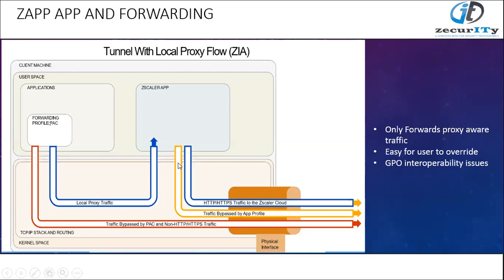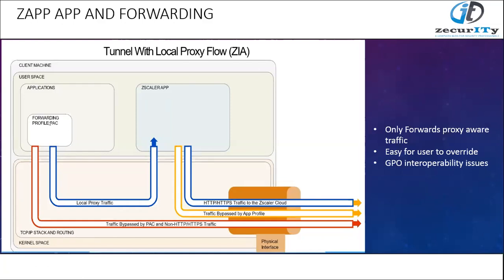If you are adding bypasses on the app profile, there will be slowness, or a performance degradation, because the forwarding PAC file will process and send the traffic to Zscaler app. Then Zscaler app will process. After that, only the bypass will happen. If you are choosing tunnel with local proxy, the recommended bypass should be from the forwarding PAC file. So the benefit is it's only forward proxy over traffic, easy for user to override.